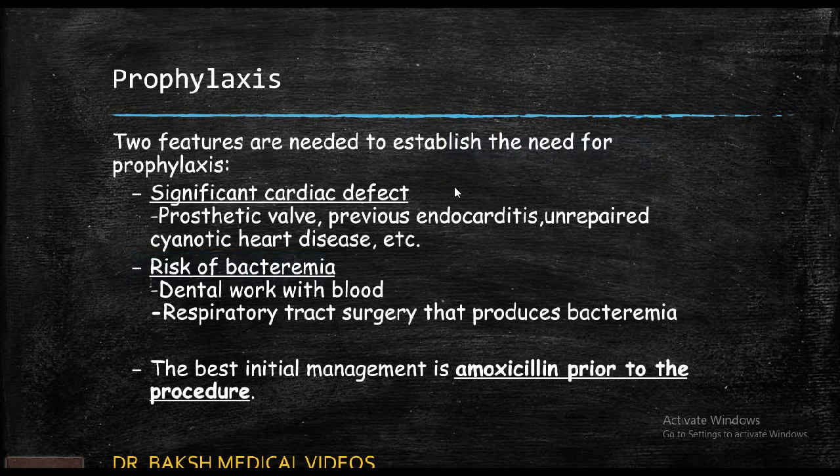Now for prophylaxis, we need to establish the need for prophylaxis. One, there should be a significant cardiac defect, like a prosthetic heart valve or previous history of endocarditis, unrepaired cyanotic heart disease, etc. And there's a risk of bacteremia during the procedure, like if it's a dental work with blood, a respiratory tract surgery which produces bacteremia. Now for the prophylaxis, the best initial management is to give amoxicillin before the procedure.